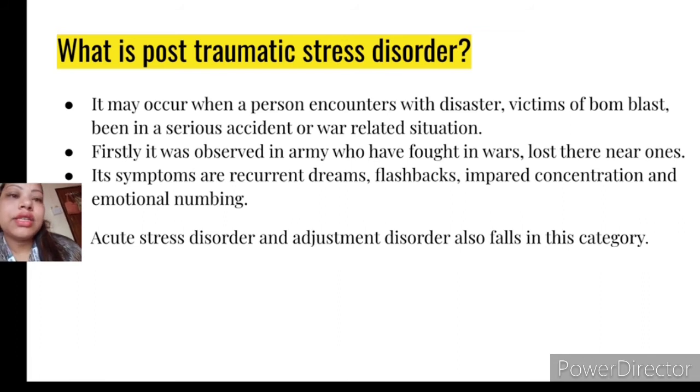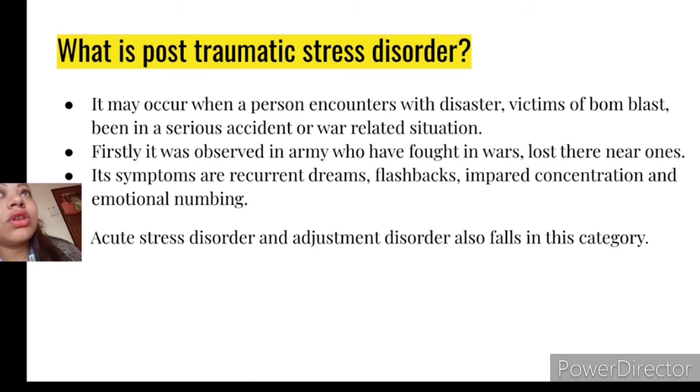We have been taught that this kind of disorder was actually found firstly among armies, where they used to go for wars and they used to get traumatized because of certain war related situations. Hence the symptoms are flashbacks, recurrent dreams, then impaired concentration and emotional numbing. Recurrent dreams means what? He may encounter dreams, may see flashbacks, then no concentration at all, and also emotional numbing.